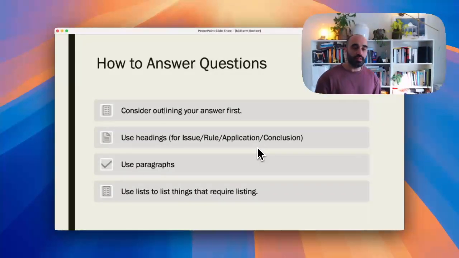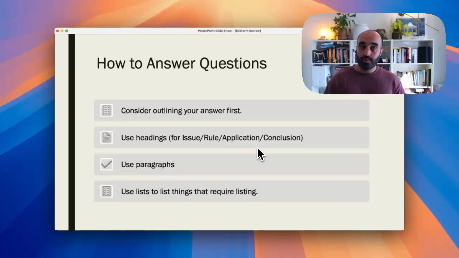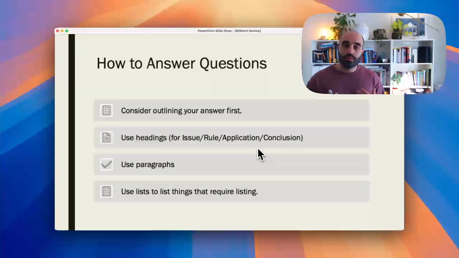Now, in addition to those substantive points, I have some other tips for how to properly approach these types of exams. So my first tip is to consider outlining your answer first on the exam paper itself before you actually write it out. This often helps you think through the problem.